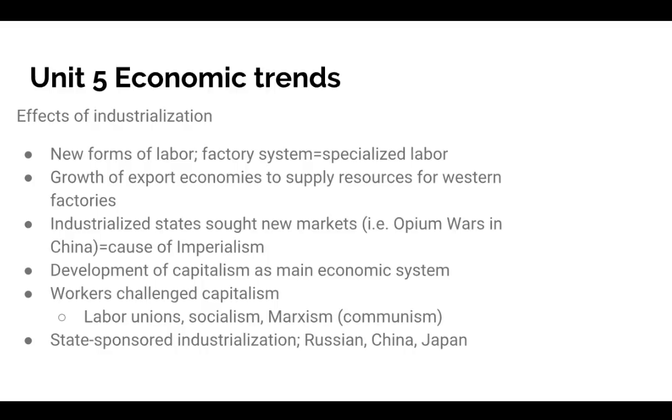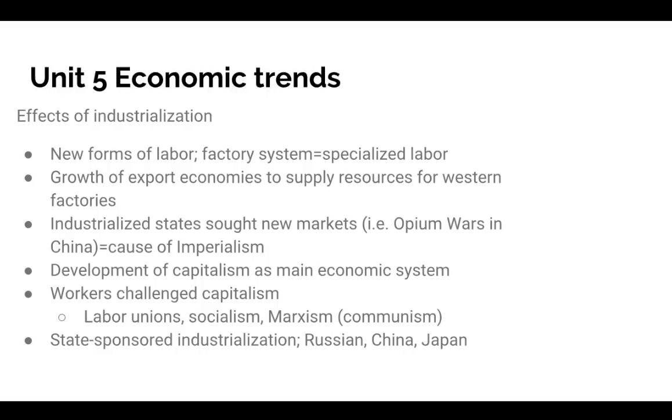So economically, we have some major effects of industrialization. It's really the second most significant economic trend in all of world history, the first one being the development of agriculture. And industrialization is really a game changer in terms of how people lived and worked. So we have the factory system, in which instead of doing a variety of jobs, a factory worker did one job repetitively and was paid for it. We have the development of export economies, especially in those imperial colonies in Africa and Asia, that are solely designed to supply resources for those factories. We have imperialism inspired by a desire for new markets. And we have capitalism as the main economic system that's driving this process, which again is a focus on competition and as little government intervention as possible.